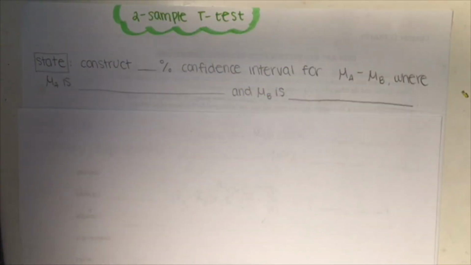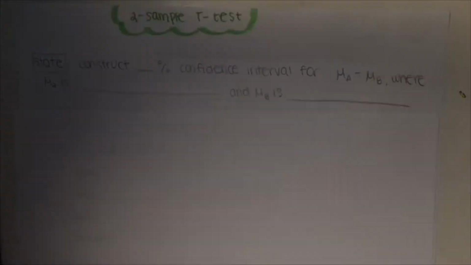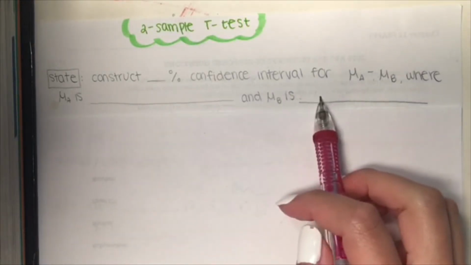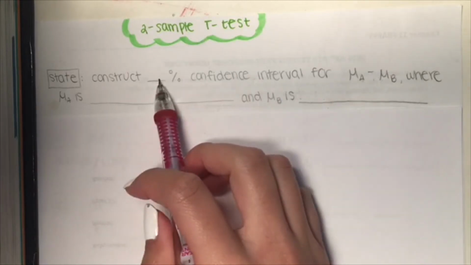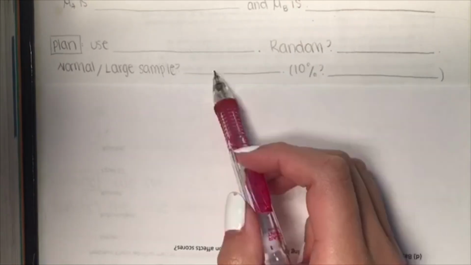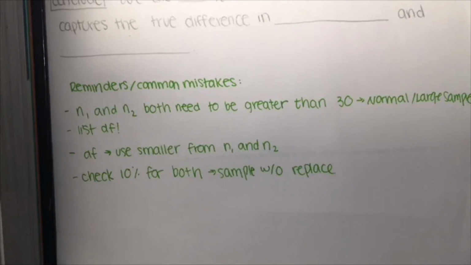The four-step procedure for a two-sample t interval varies a bit from a two-sample z interval. In the state section, you want to write out the parameters of interest and the difference you want to estimate at what confidence level. For plan, you should list the appropriate test and check if the conditions are met. When checking the normal or large sample condition, you need to make sure that sample size n1 from population 1 and sample size n2 from population 2 are both greater than or equal to 30.